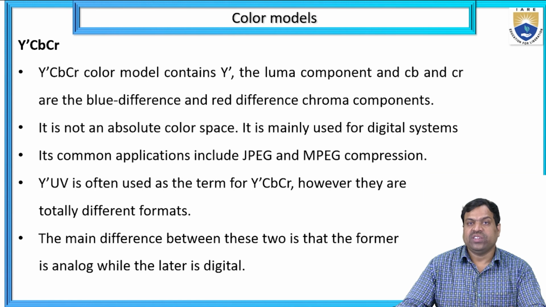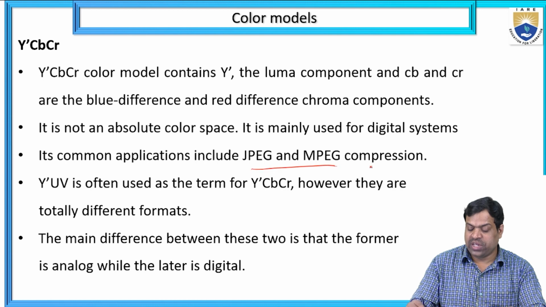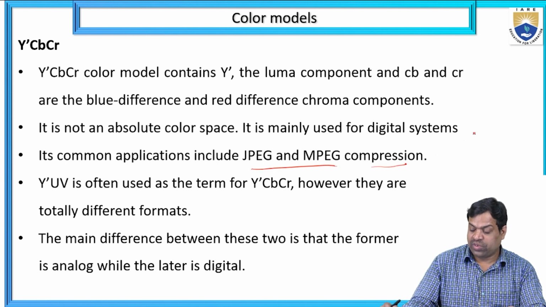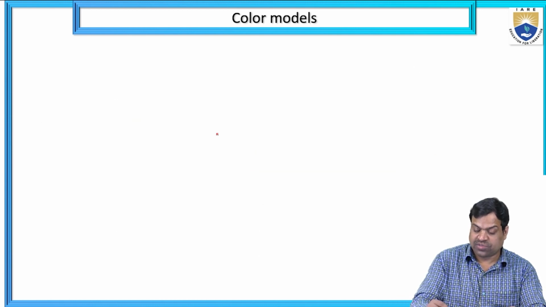And the next one is YCbCr. The YCbCr color model consists of Y, which is the luma component, and Cb and Cr, the blue difference and red difference chroma components. But it is not an absolute color space. It is mainly used for digital systems, and the common applications include JPEG and MPEG compressions. So when I use it is for the compressions.